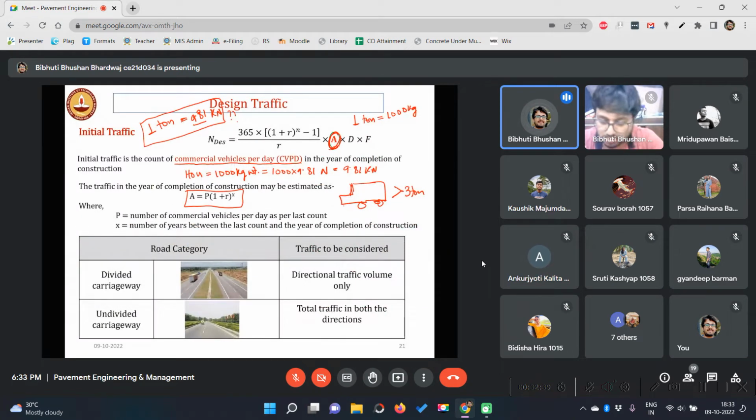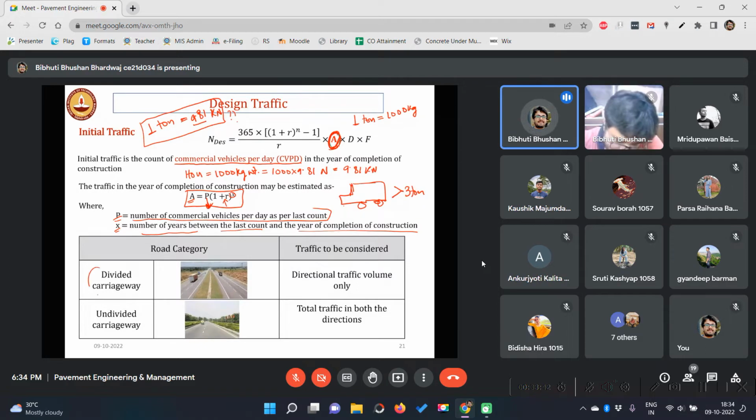So how is it considered for after construction? Using this formula. So you are not basically counting A, you are counting this P. P is the number of commercial vehicles per day as per last count. So just before construction, whatever you have counted, you are simply sitting there counting the commercial vehicles, and you have got CVPD, commercial vehicles per day, in 24 hours, this many vehicles pass. So that you report as P. And x is the number of years between the last count and the year of completion of construction. That means after you have reported, suppose it will take 2 years, 3 years, whatever, that x will come here. This r will be again your rate of growth, the same r that you are considering here. So you will be able to find out A.